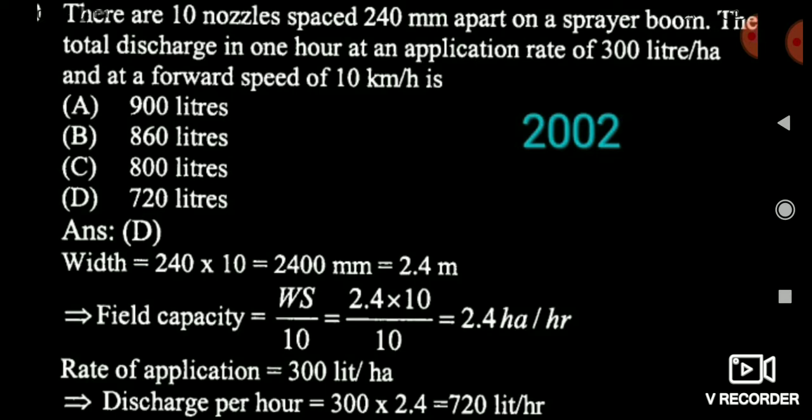You can understand it this way, that for 1 hectare of land it is using 300 liters, the rate of application is 300 liters of water, and for 2.4 hectare of land it is using 2.4 into 300, that is 720 liters per hour. So friends, by both ways you can solve. If you don't understand anything, then also you can solve. Simply you can cancel out the units, means hectare you can cancel out here, and you get your answer in liters per hour. And if you understand the mathematical logic, then also you can solve. So whatever way you feel comfortable, you can solve.